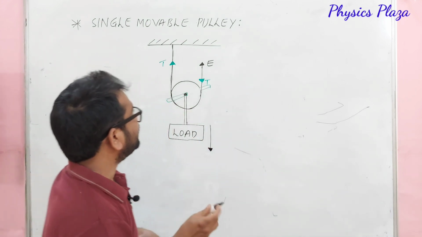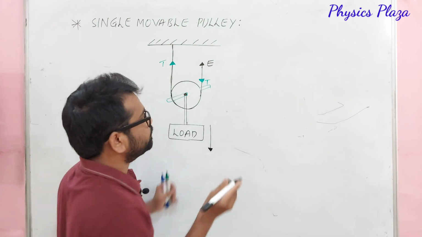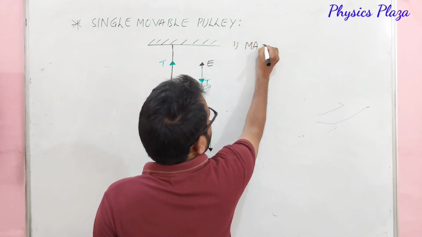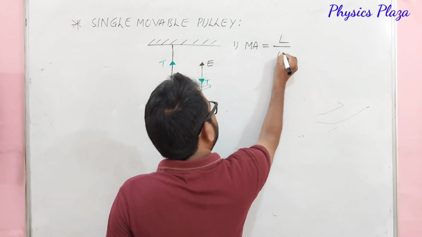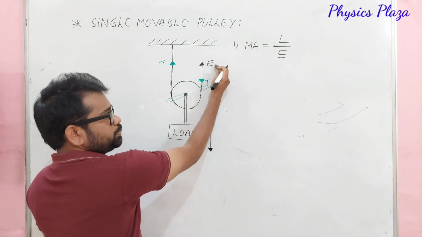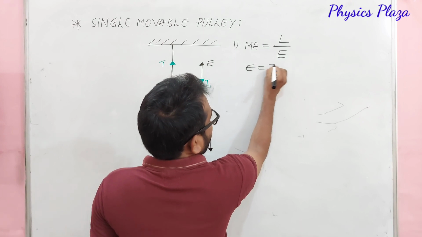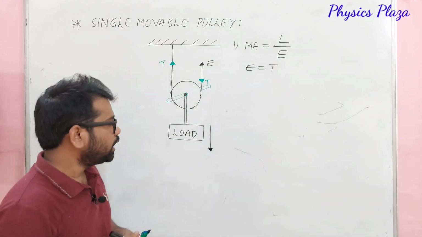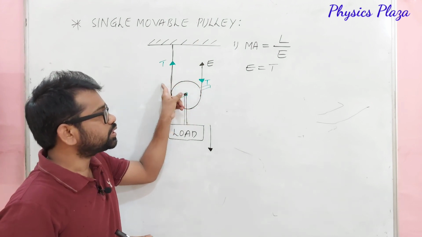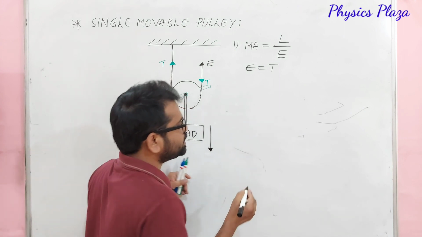Now, let us try to calculate the mechanical advantage of the single movable pulley. First one, dear children, mechanical advantage. Mechanical advantage is nothing but load by effort only. Children, in equilibrium, effort is balanced with the tension, that is, E is equal to T. Whereas the load is balanced by the tension developed in the 2 segments of the string. Here you may get one doubt. How? Let us see a small example, dear children.